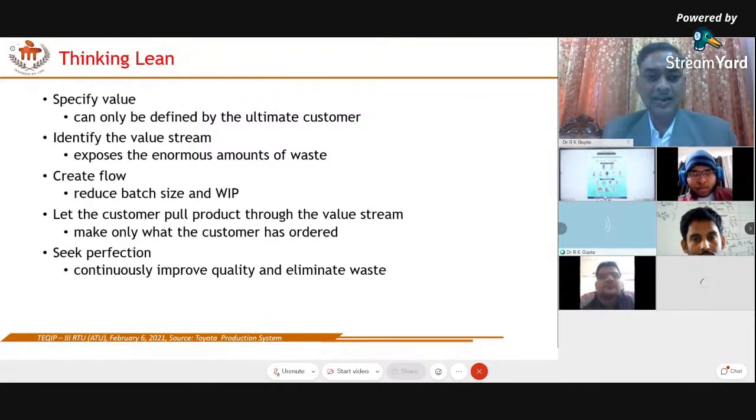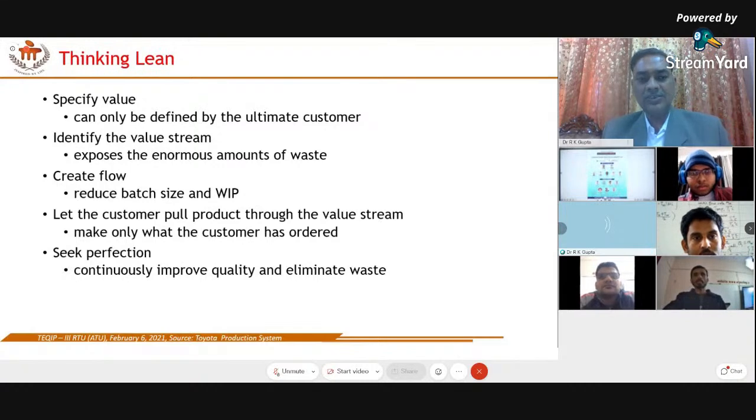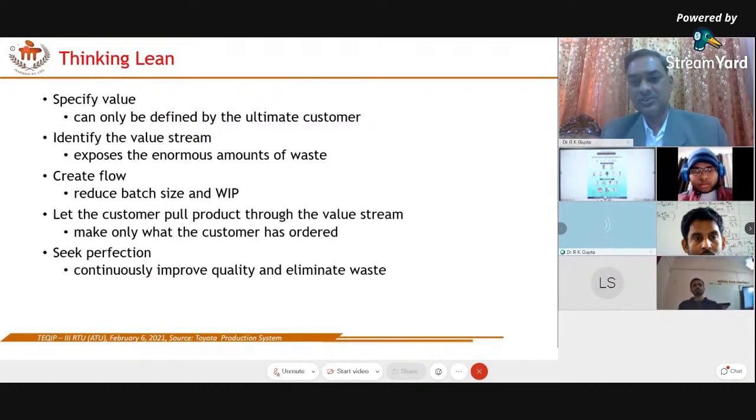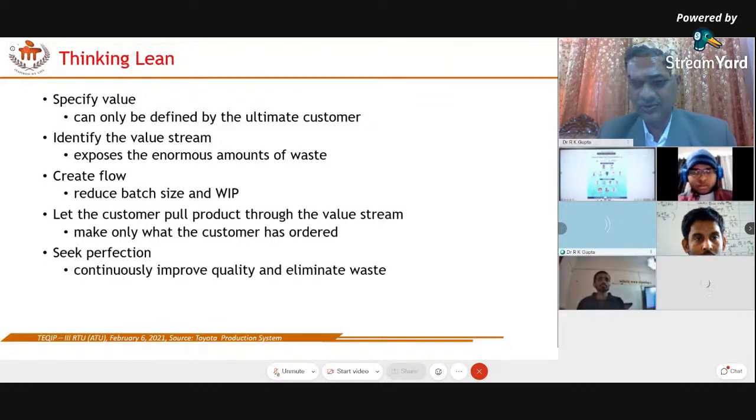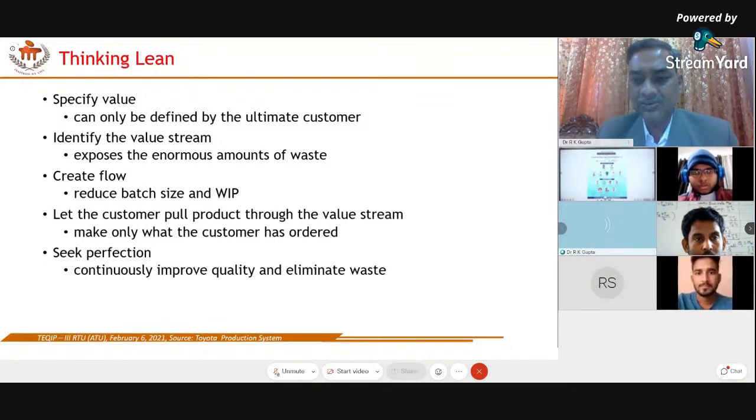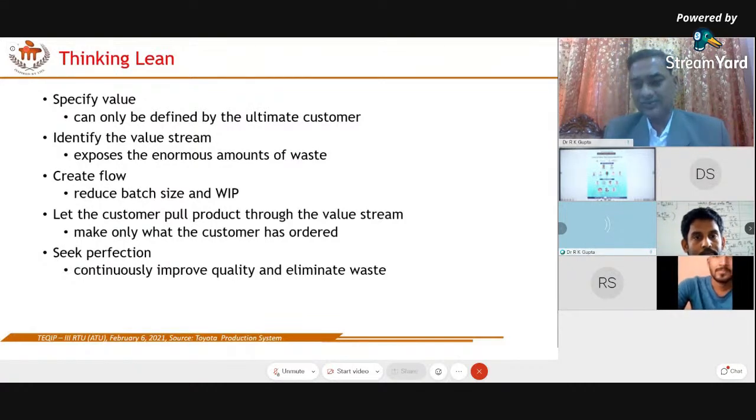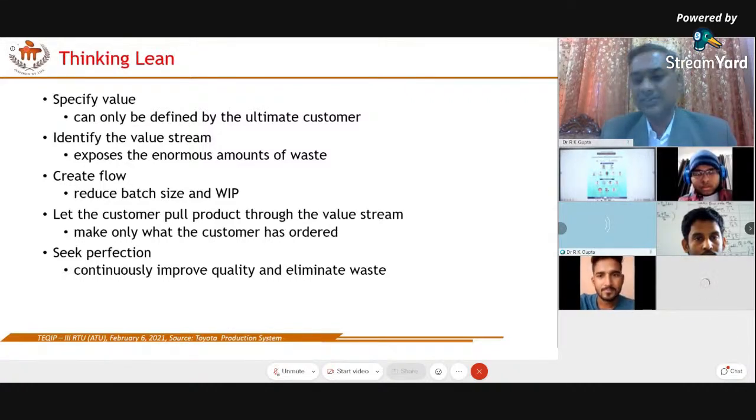Then they identify the value stream, which exposes an enormous amount of waste, and that reduces the waste. Like I'll take an example of the mobile phone. Earlier we used to save data in a pen drive, hard disk, or other devices in the laptop. But nowadays everyone has a mobile phone, with a capacity of 32 GB, 64 GB or 128 GB, and all the data can be saved in the mobile phone. Even the mobile phone can be used as a laptop. So it also exposes an enormous amount of waste. From the manufacturing point of view, it saves the material, right?